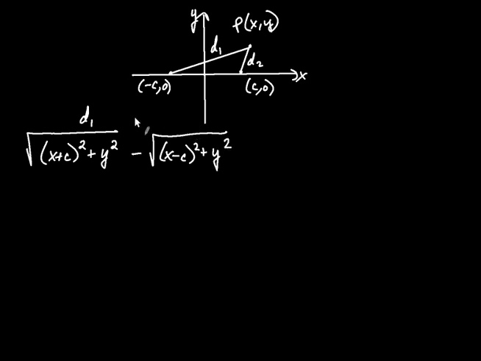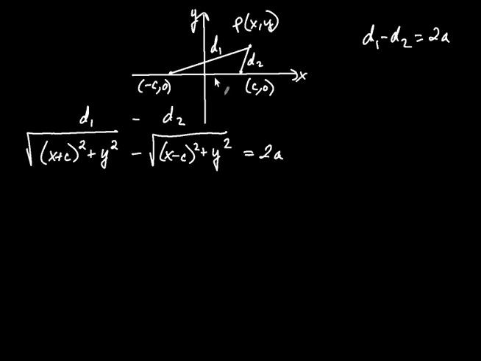So we're taking the length of D1 and subtracting the length of D2, and we're setting that equal to some constant. We're calling that constant 2a, and you'll see why we didn't just call it a. The reason is that a is going to have a geometric significance up here. So D1 take away D2 is a constant, and that's what a hyperbola is: the set of points for which the difference of those two distances is a constant.